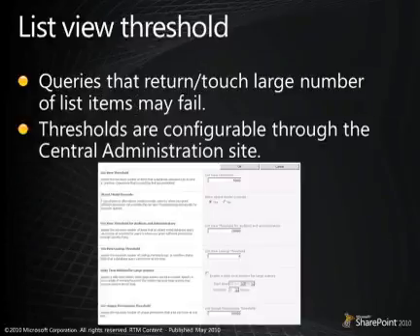SharePoint 2010 introduced a new list view threshold functionality which will restrict querying too large amounts of items at once. This means that if you have more than 2,000 items in a single list in 2007 and everything works properly, you can run into issues in 2010 platform due to throttling.